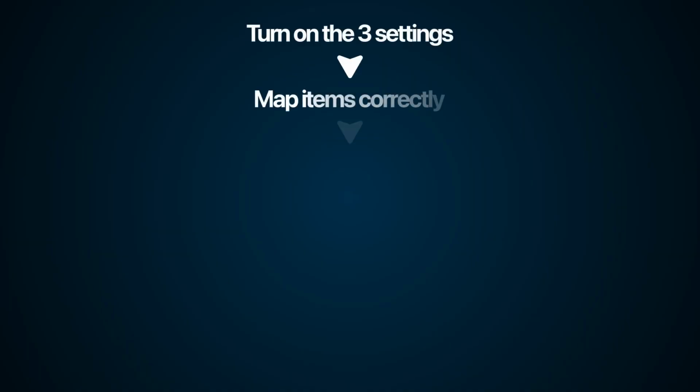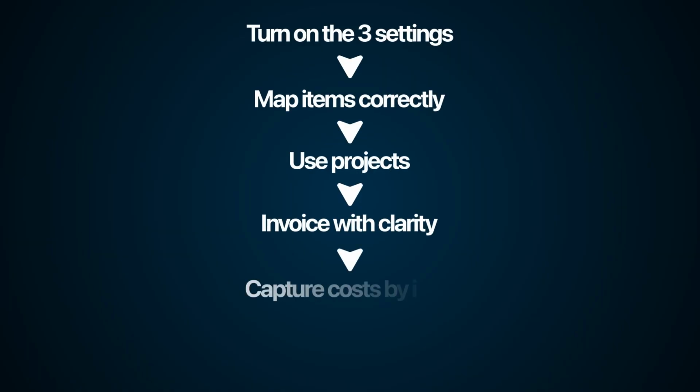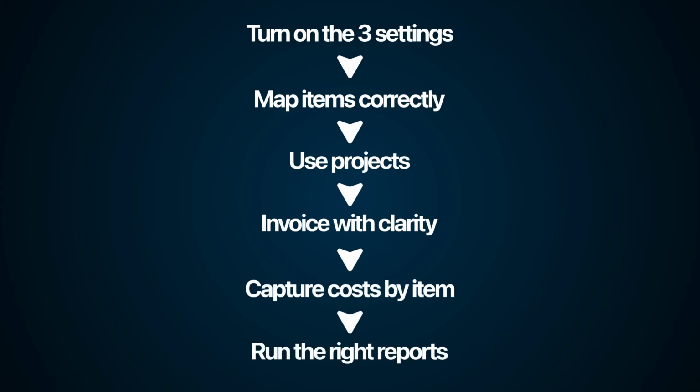Let's simplify this. Turn on the 3 settings, map items correctly, use projects, invoice with clarity, capture costs by item, run the right reports, and that is it.